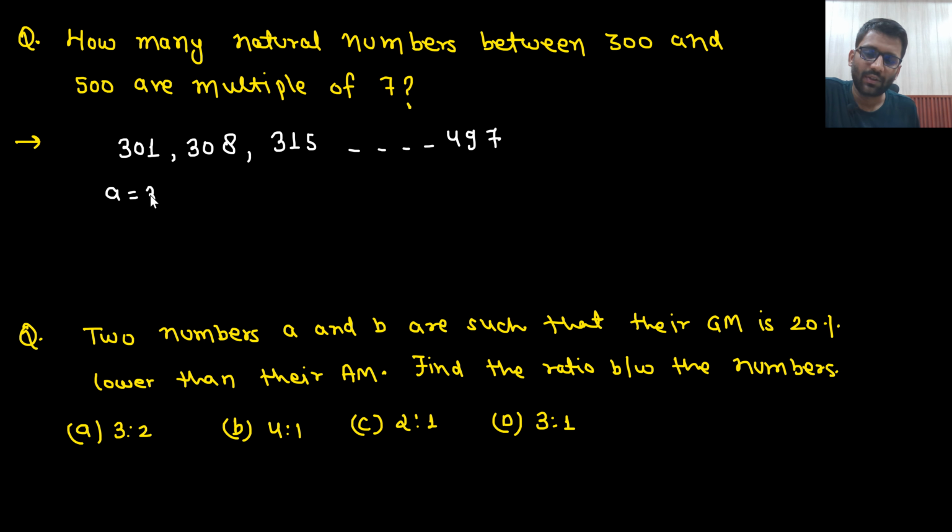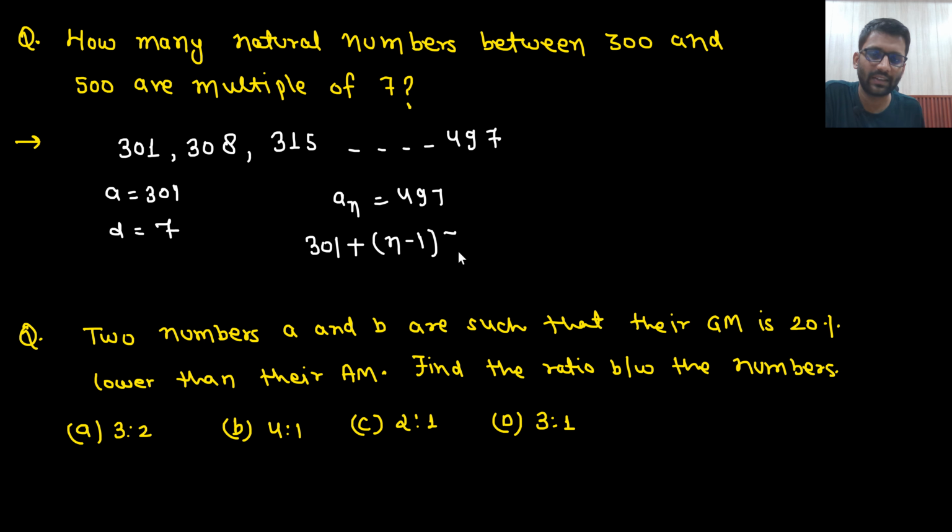So how many numbers are these? So first term is 301. Common difference is 7. This is the nth term. So my nth term is 497. So my first term is 301 plus n minus 1 into d, which is 7, is equal to 497. Am I doing it correct? There is some issue. Okay, not 397, it is 497. So n minus 1 into 7 is 196, right?